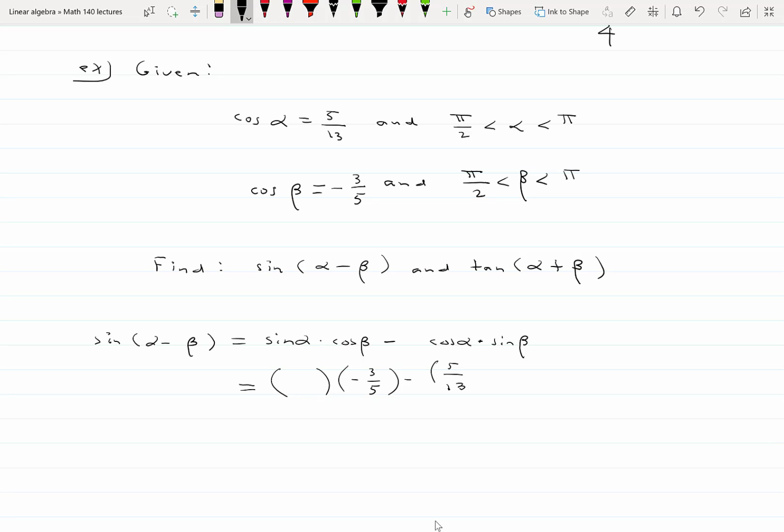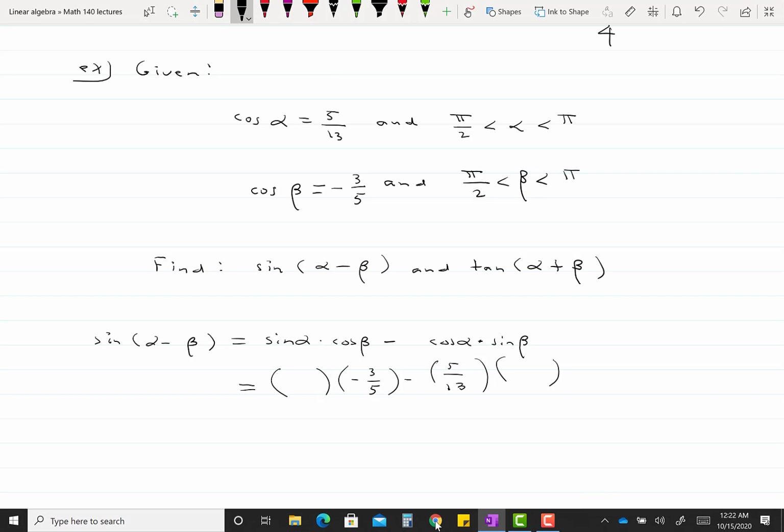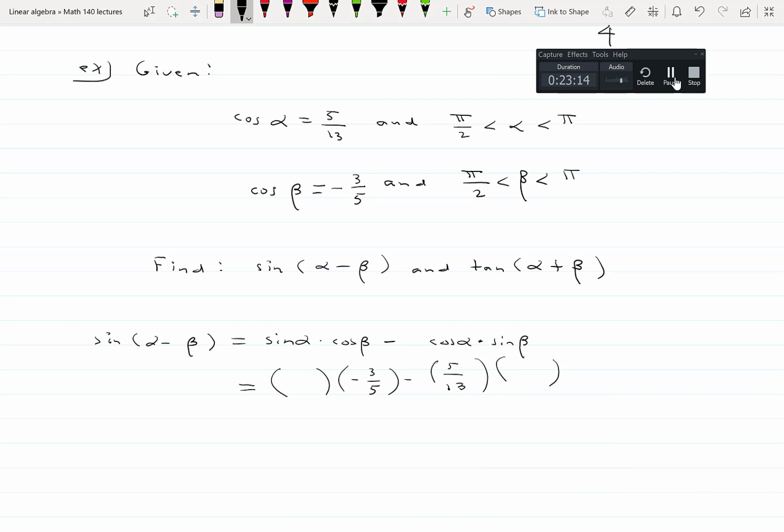And let's see, cosine of alpha. And we don't know the sine of beta. Okay, so we have some missing pieces of information. So what are we going to do? Well, we got to find those pieces of information. This part of the problem should be familiar to us. This is an old problem for us.